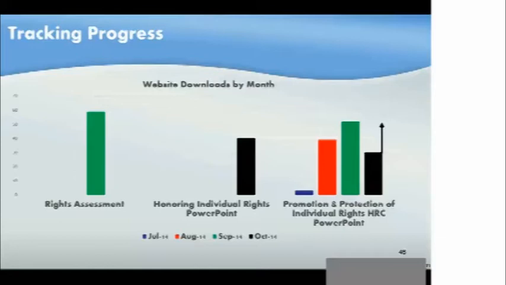Promotion and protection of individual rights, our PowerPoint for HRC committees, went on the web in July and started out with about 3 hits, and one of them was me, so I guess that doesn't count, but certainly by August we had 39. And then September we had 50 or so, and then of course slacked off in October with about 30. But that's okay. I mean, we're making some progress in people downloading our assessment tools, and hopefully, like I said, they're using them.